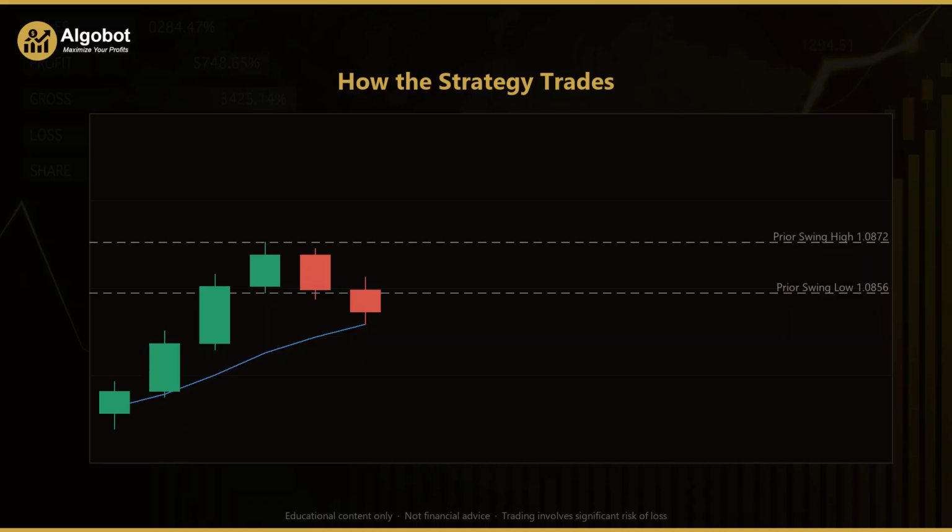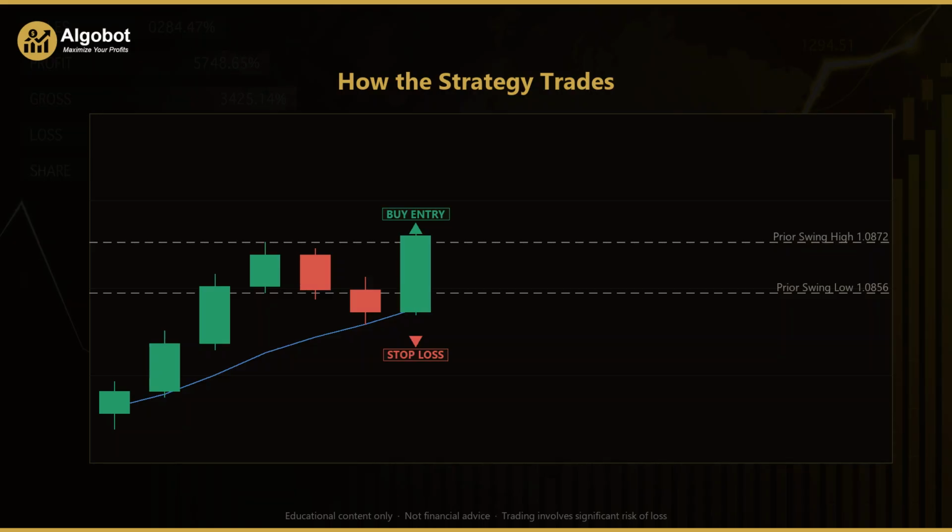This is our fractal swing high, and it lines up with the drawn level at 1.0872. A fractal pivot is only confirmed once several bars on each side have made lower highs, so the strategy waits patiently for that shape to complete before arming the level.